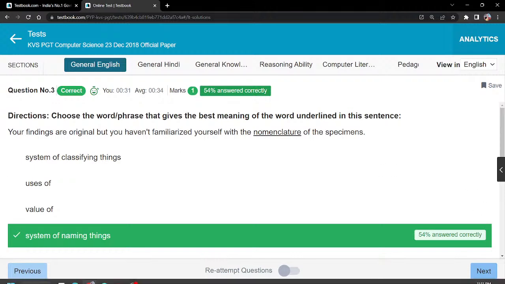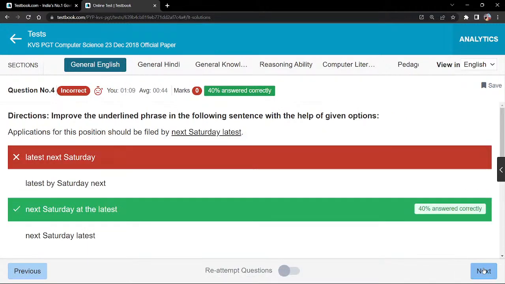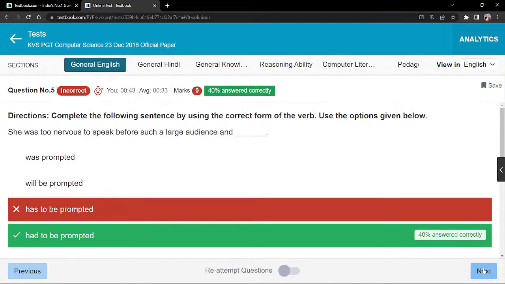That is called nomenclature. Next Sunday latest. Next Sunday at the latest. She was too nervous to speak such a large audience and had to postpone it.